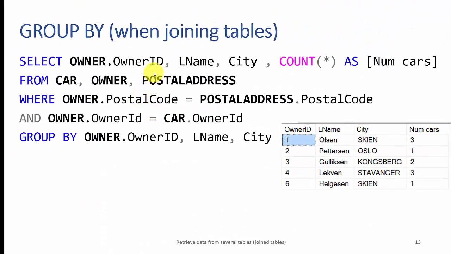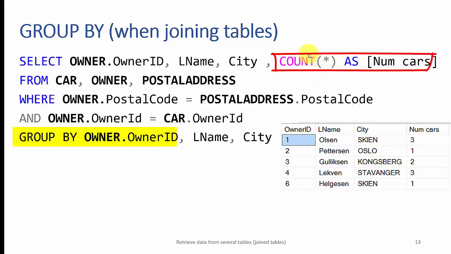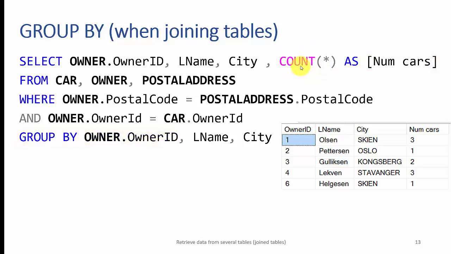In another video we looked at how to query one table. We can use the same statements when we query several tables. Here is an example with group by. So here we group the result by its owners, and then we use the count statement to tell how many rows there are in each owner group. Then we can see how many cars each owner is registered with.